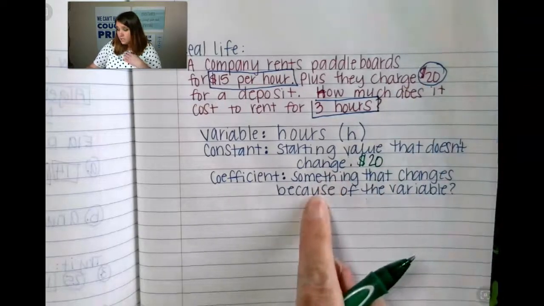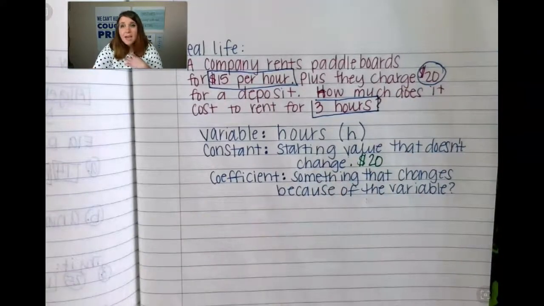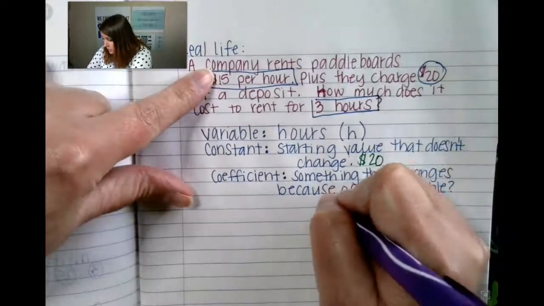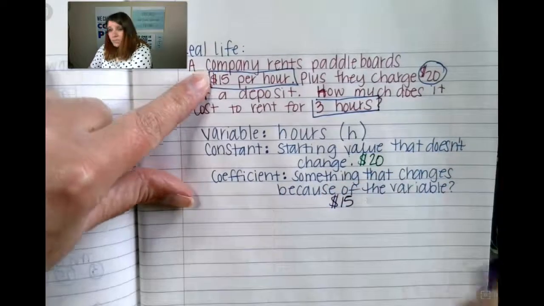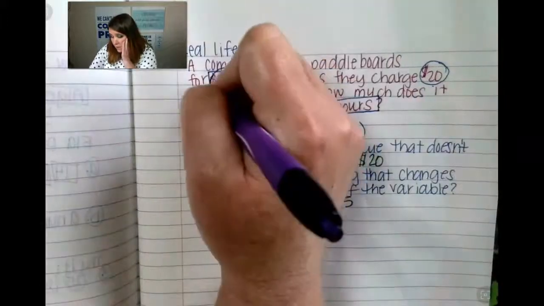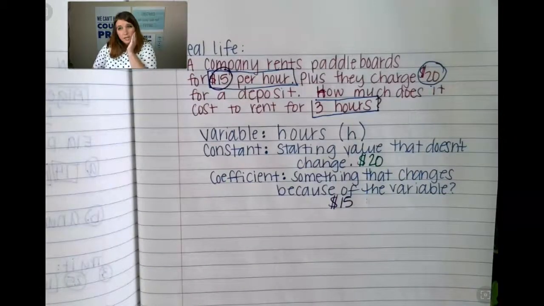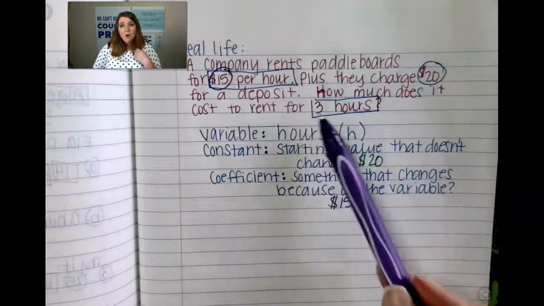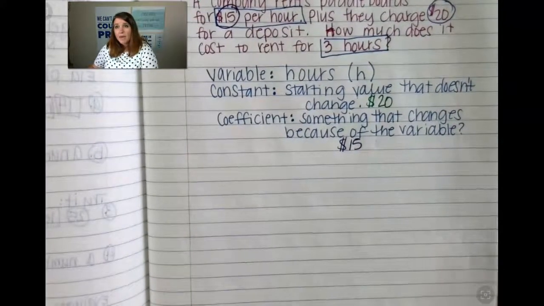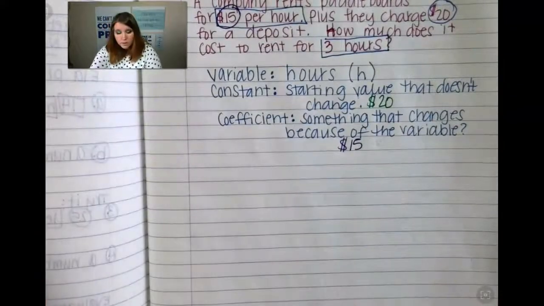The coefficient, the thing that I have to pay per whatever, is going to be that $15. So this $15 right here, I am going to pay, and it's going to change depending on how many hours I spend paddleboarding.